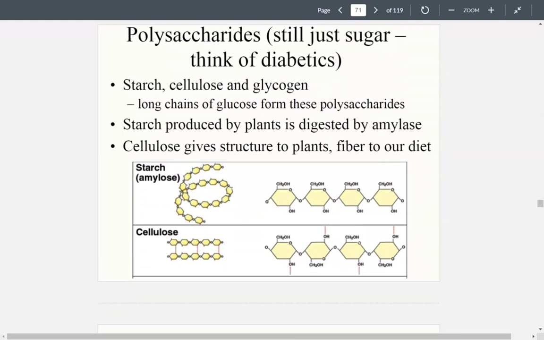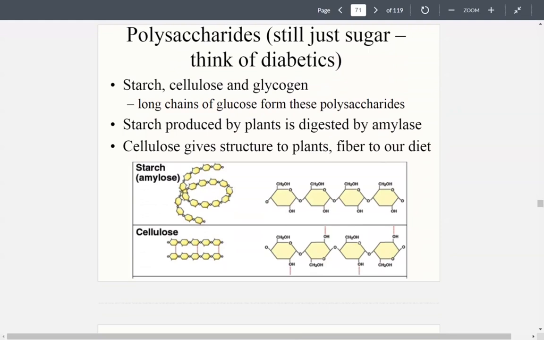Polysaccharides. It's all sugar chains. Think chains of glucose, galactose, and fructose. And they come in a variety of different formats. We have three major types of long chains called starches, cellulose, and glycogen.